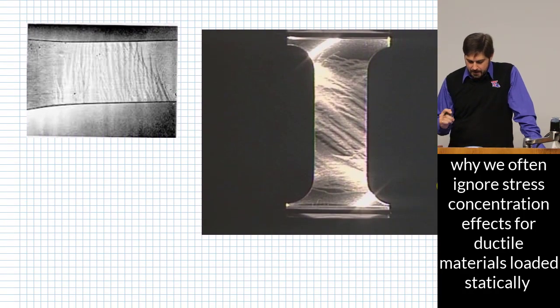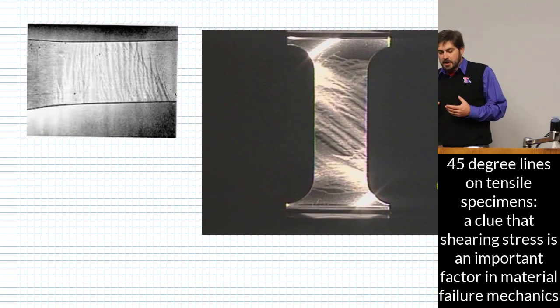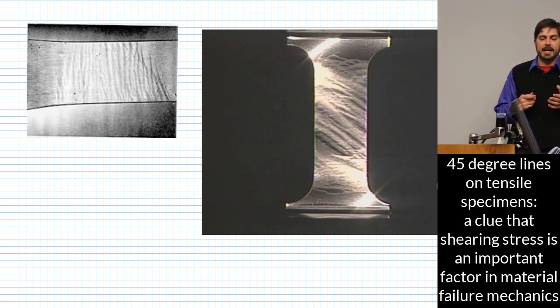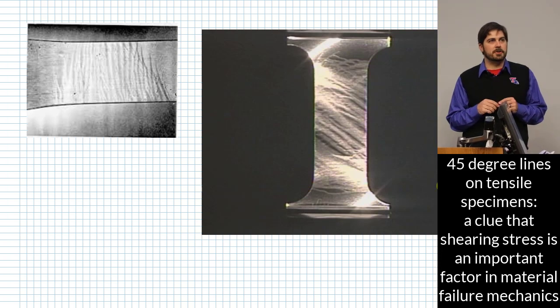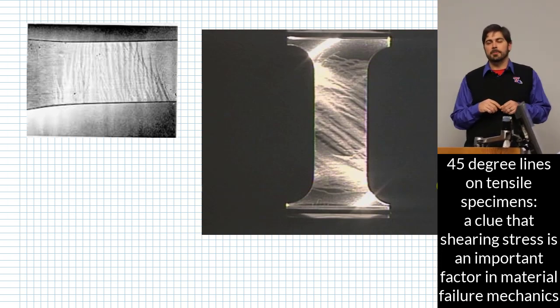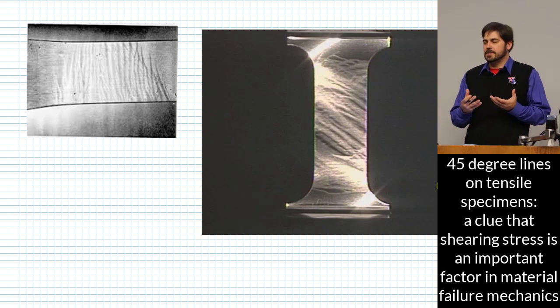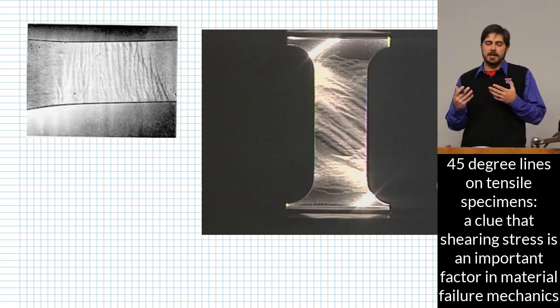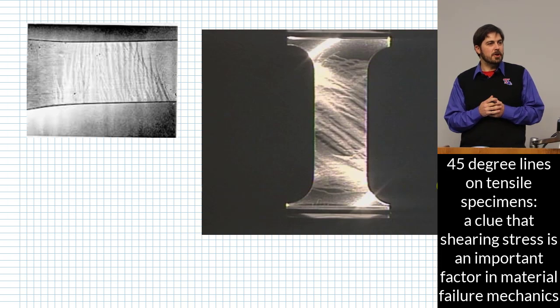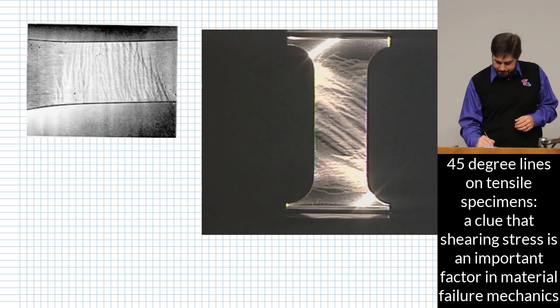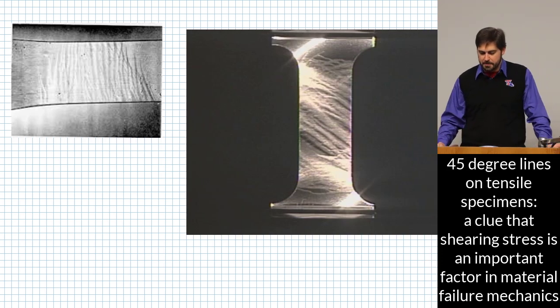All right. So the failure criteria that we're going to look at today is called the maximum shear stress failure criteria. And I want to give you a little bit of justification as to why this criteria exists and maybe how people came to know that it might exist. I'm going to do that in the context of a couple of pictures here of some tensile specimens.